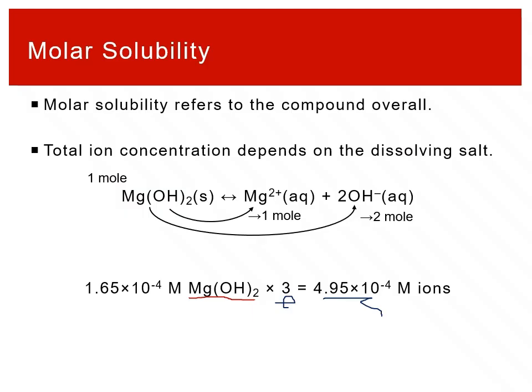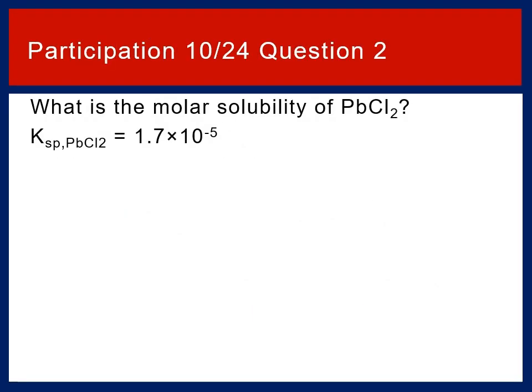Participation 1024, question 2. What is the molar solubility of PbCl2? KSP is equal to 1.7 times 10 to the negative fifth. So the second question on participation 1024, due Friday, October 24th at 11:59 p.m. over on Blackboard. Link to the assignment is right below the links to these videos. Again, what is the molar solubility of PbCl2? Equilibrium constant for that is 1.7 times 10 to the negative fifth.